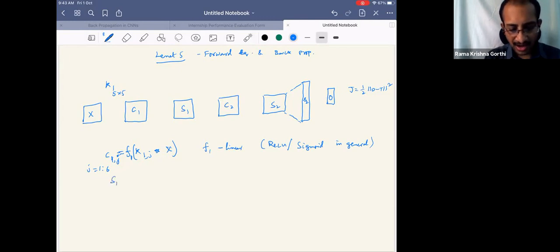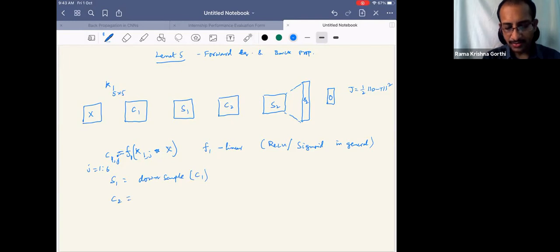Fine, then S1 is equal to what we do? Downsample of C1. For simplicity, let us write downsample. We can also take pooling, but we are not writing pooling explicitly. We'll see in pooling also how to do backpropagation and so on, but for the time being we assume it is downsample, just for simplicity.